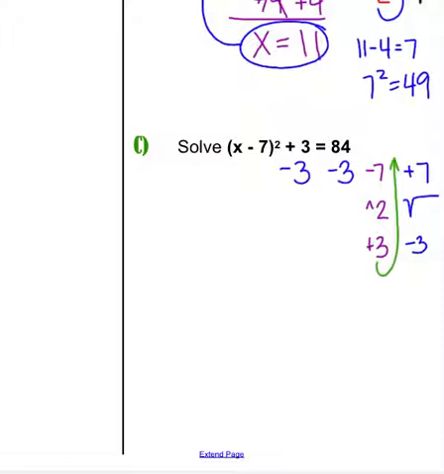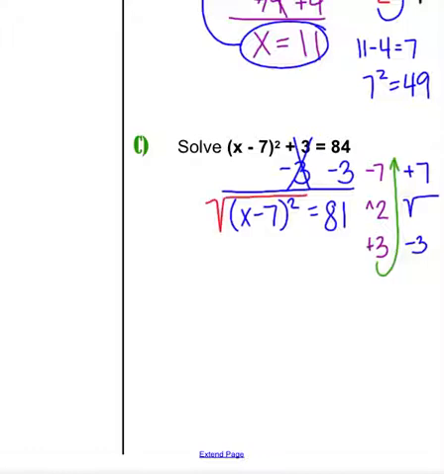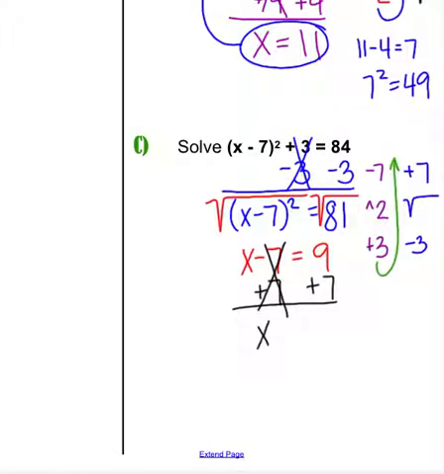So I subtract 3 from both sides, giving me the quantity x minus 7 squared. These cancel, giving me 84 minus 3, which is 81. Then my second step says square root. So I square root both sides. X minus 7, the quantity squared, all square rooted, which is a mouthful, gives me x minus 7. Square root of 81 gives me 9. And finally, I said that I was going to add 7 to both sides. So I add 7 to both sides, canceling these, giving me x, and 9 plus 7 gives me 16.